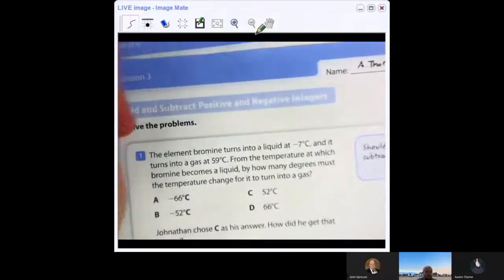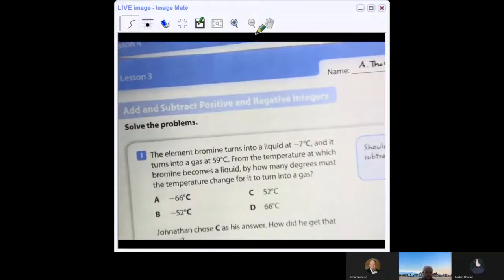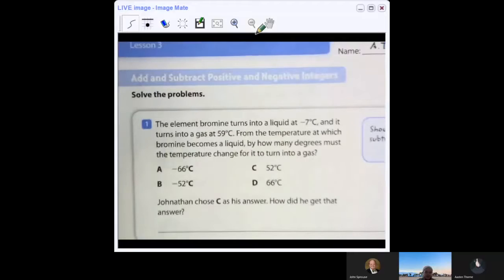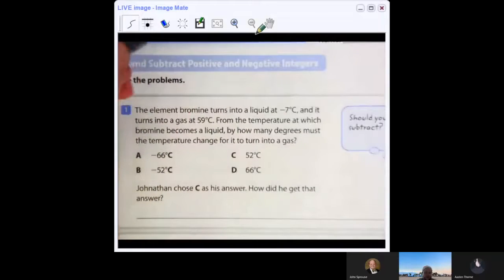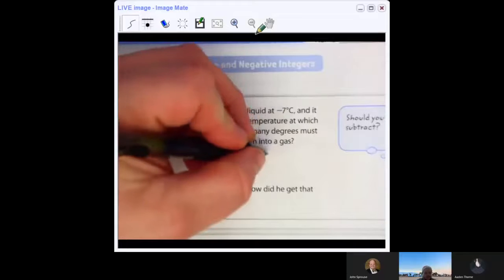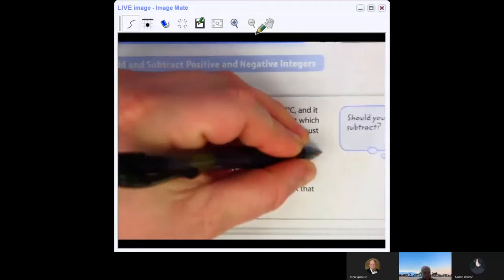So the element bromine turns to a liquid at -7 degrees Celsius, and it turns to a gas at 59 degrees Celsius. From the temperature at which bromine becomes a liquid, by how many degrees must the temperature change for it to turn into a gas? Well, whenever you see a problem like this, your first reaction should simply be make a number line.